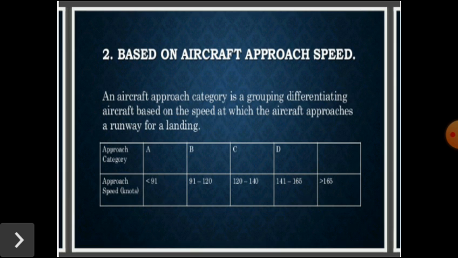Next, based on aircraft approach speed. An aircraft approach category is a grouping differentiating aircraft based on the speed at which the aircraft approaches a runway for landing. For category A, the speed will be less than 91 km. Similarly, for B category, it will be 91 to 120. For C category, 120 to 140. For category D, 141 to 165. And greater than 165 will be classified as category E.